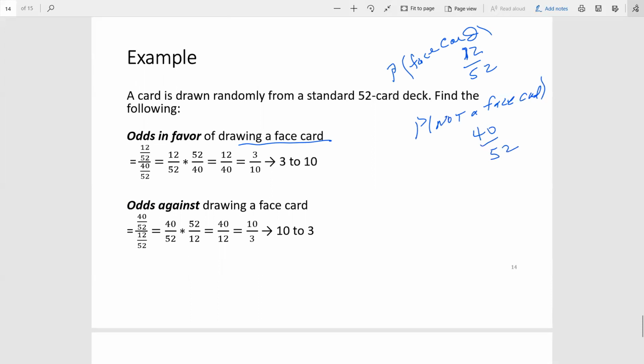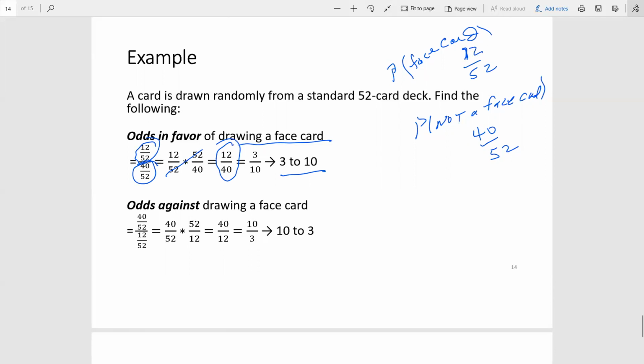So you can calculate that as 12 over 52 divided by 40 over 52. And of course, to divide by 40 over 52, you flip the denominator over and multiply. And that gets to be 12 out of 40, which we reduce to 3/10. So the odds are 3 to 10.